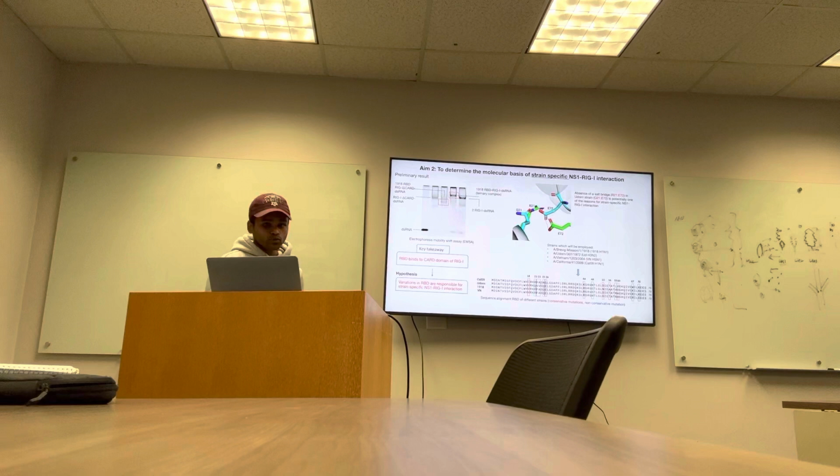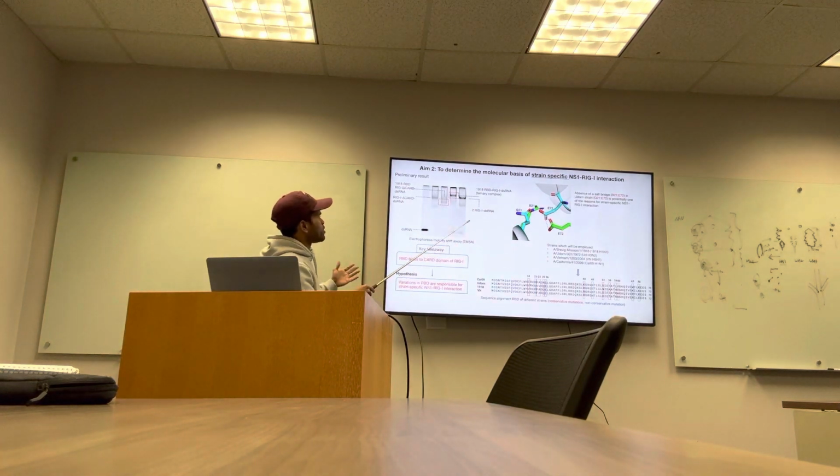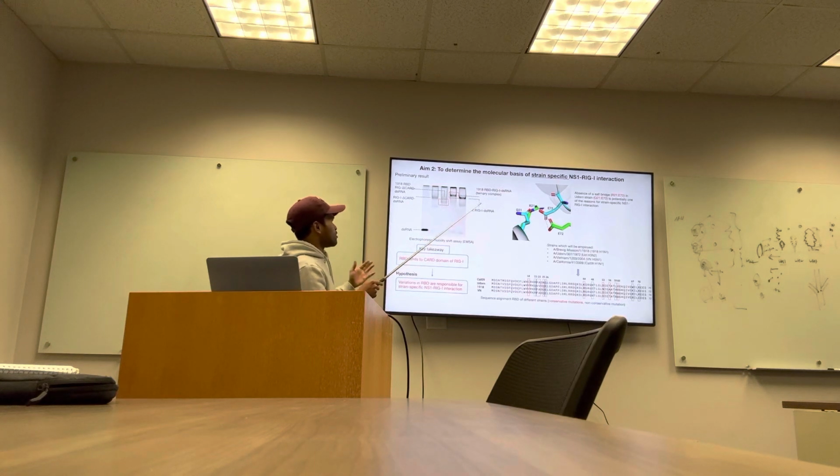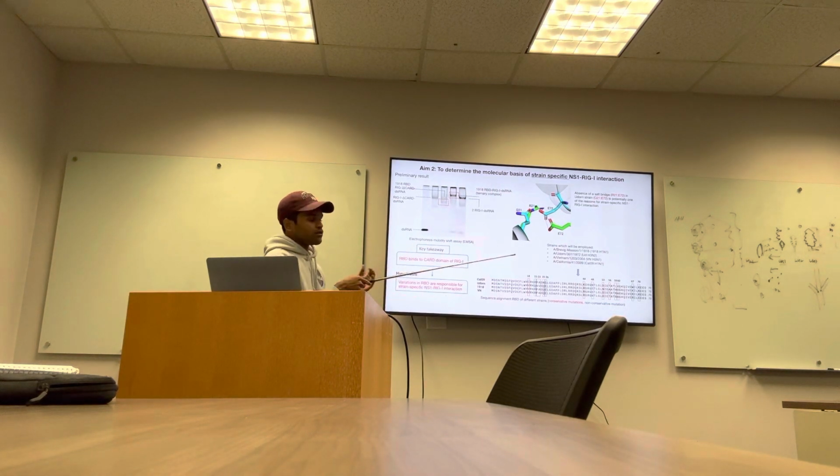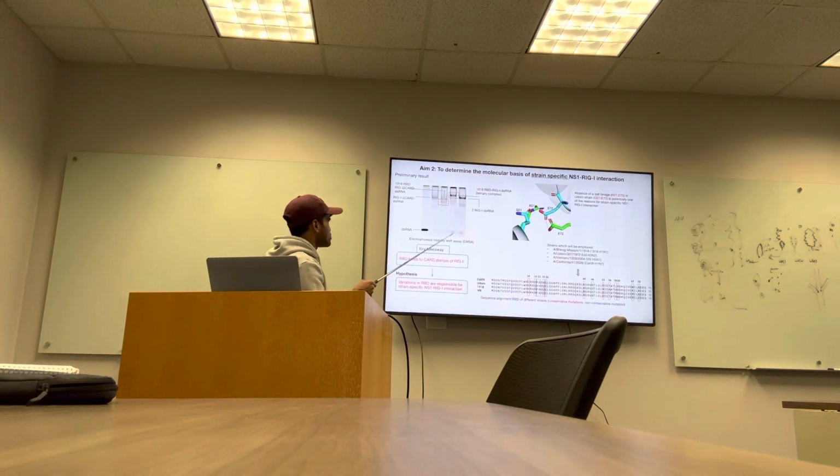Now coming to Aim 2, to understand the molecular basis of strain-specific NS1 RIG-I interaction. People have already studied the interaction between NS1, but just the RBD domain of NS1, with the CARD domain of RIG-I, and using electrophoresis mobility shift assay, we observed the same thing. We saw that the RBD domain of NS1 interacts with the CARD domain of RIG-I in the presence of double-stranded RNA. But if you truncate the RIG-I and delete the CARD domain, there is no such interaction.